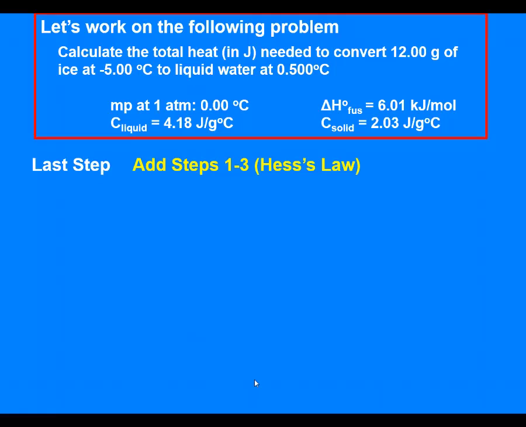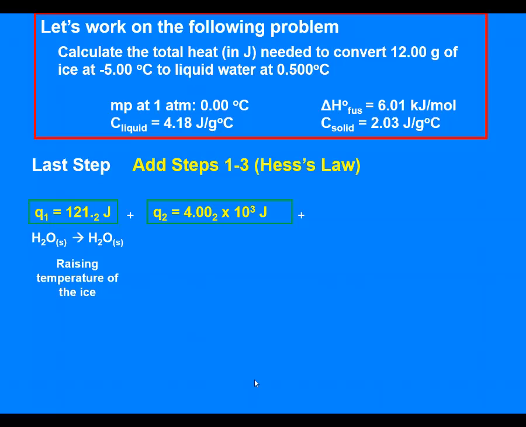In other courses, we often refer to this as Hess's Law, as we can add up the enthalpy changes for a multi-step process. So as I add up Q1, 121 joules, okay, that was raising the temperature of the ice as we heated it up until we reached the melting point. And then Q2, as you recall, was when we went through a phase change as we ended up with the solid ice going to liquid water, okay, and then we had a phase change that was the fusion or the melting process. So that was 4 times 10 to the third joules. So that was quite a bit of energy here for the phase change.